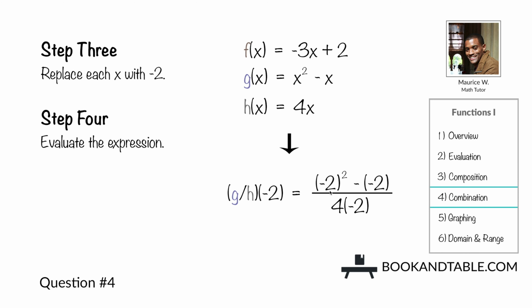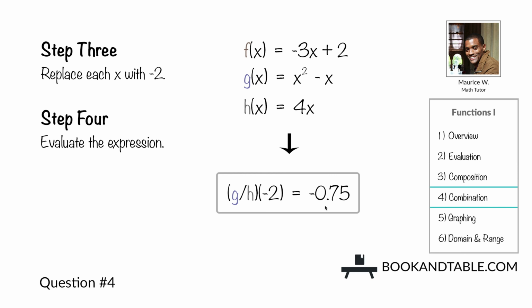And now we can evaluate the expression, giving us negative 2 squared, which is 4, minus negative 2 is plus 2, divided by 4 times negative 2, which is negative 8. 4 plus 2 is equal to 6. So we get 6 over negative 8, which is equivalent to negative 3/4, or negative 0.75. So the answer to question number 4 is g divided by h of negative 2 is equal to negative 0.75.